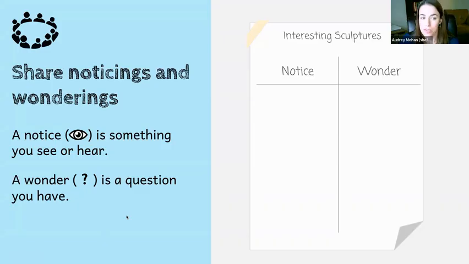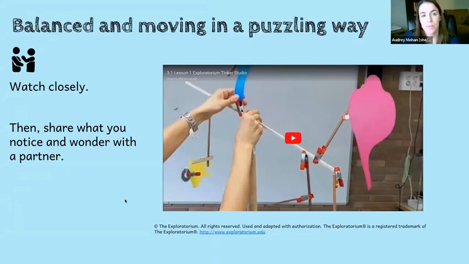And now you're going to introduce one more interesting sculpture. This one is balanced as well, but it's moving in an interesting way. The first one was a sculpture that stayed still, and this one is going to move. So again, we're going to watch the video twice through, and your students will make noticings and wonderings as they watch.